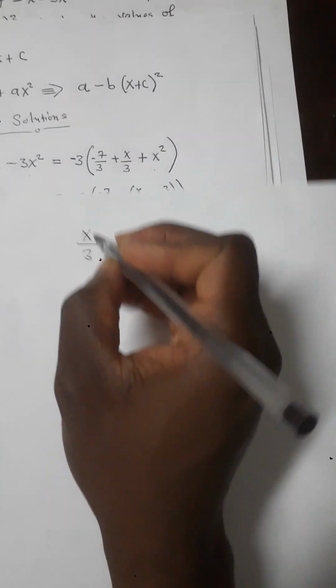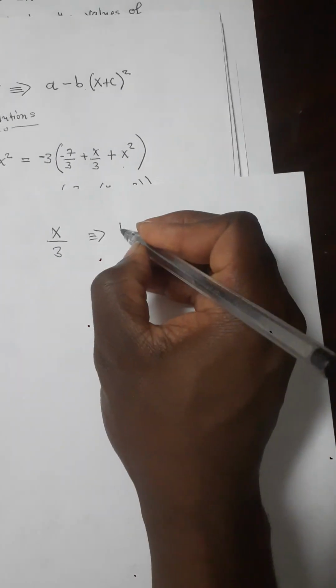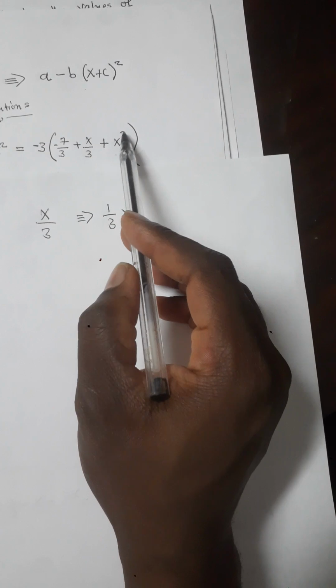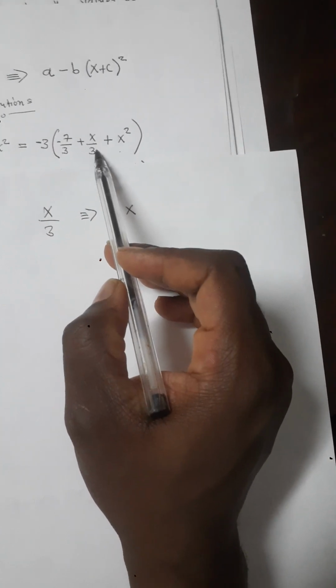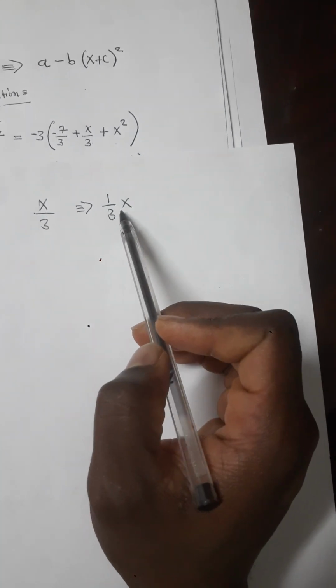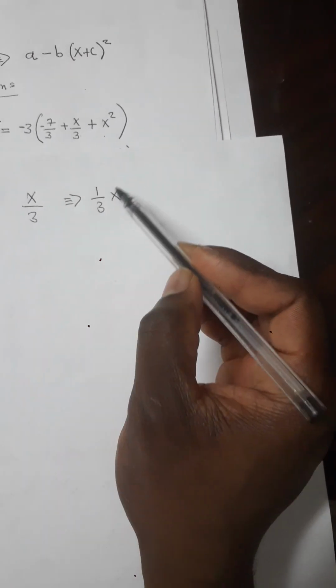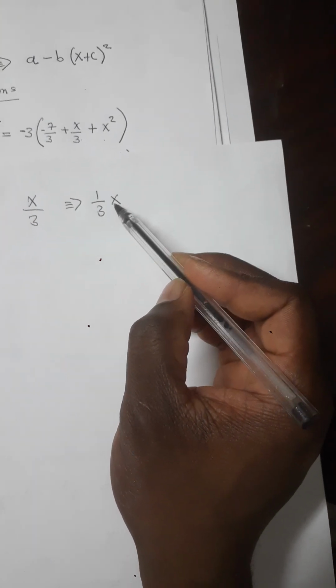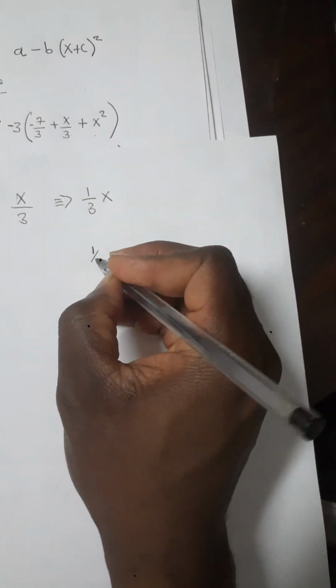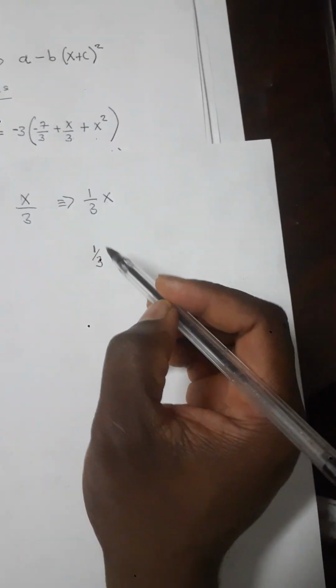Okay, let me just use another page. So this term here, x over 3, is the same as 1 over 3x. What I mean is I shift from this term to this term. I look at the coefficient of x to the power 1, which is 1 over 3. That is the number before the variable.